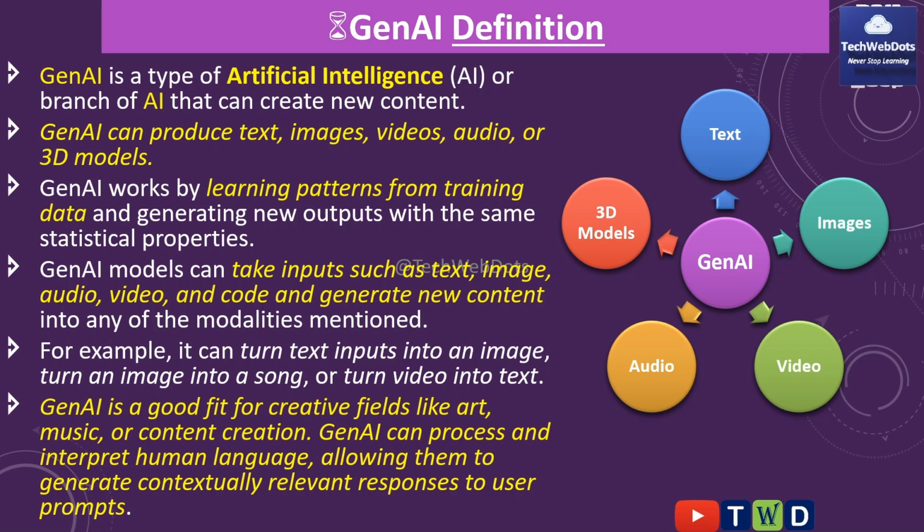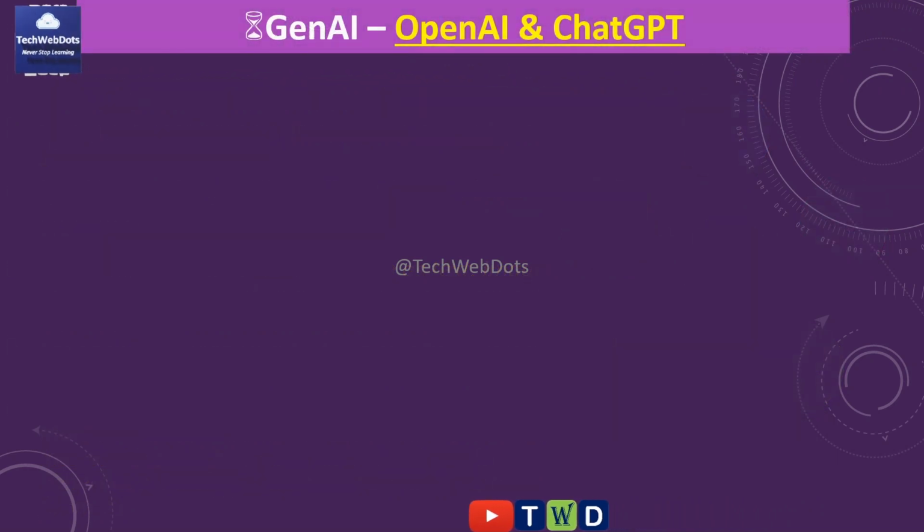So GenAI is a good fit for creative fields like art, music, or content creation. GenAI can produce and interpret human language, allowing it to generate contextually relevant responses to a user prompt. When we say user prompt, it means we are getting a screen where we can write something that we really want to do, or we provide input to the system. When I say system, it means we are giving some input to the application, and in return we will get the output. We will see in the upcoming screen what I am actually talking about.